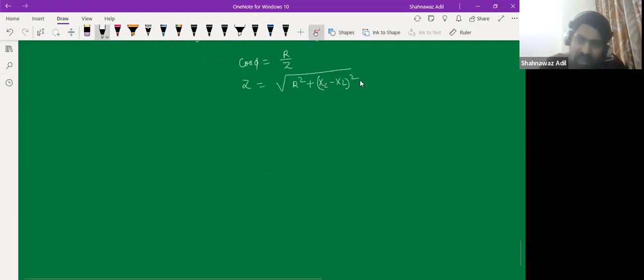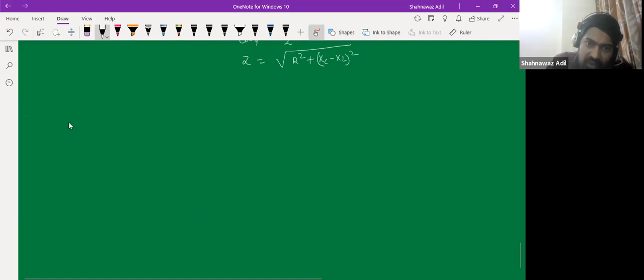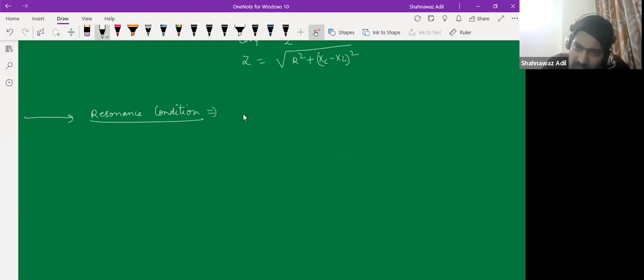And then we have certain scenarios. We have the resonance condition. What is the resonance condition? At resonance, XC becomes equal to XL. So Z becomes the square root of R square plus XL minus XL whole square, so Z becomes R.